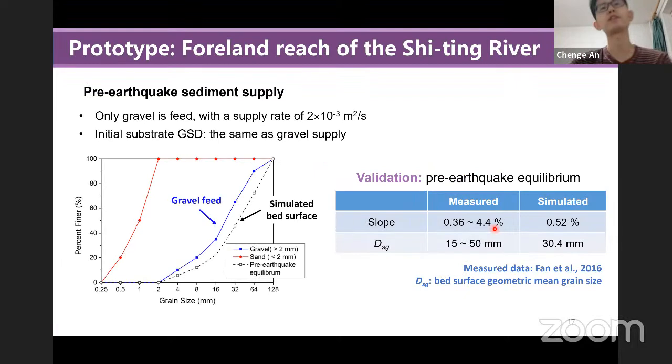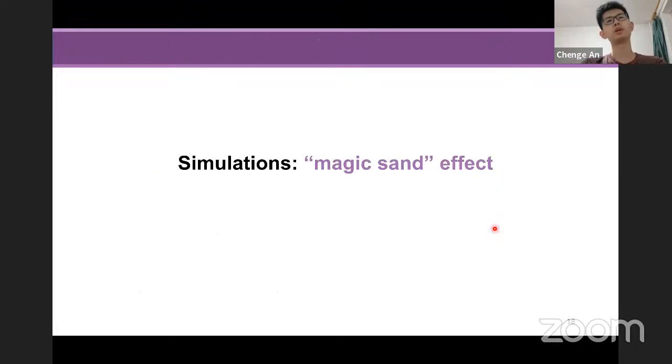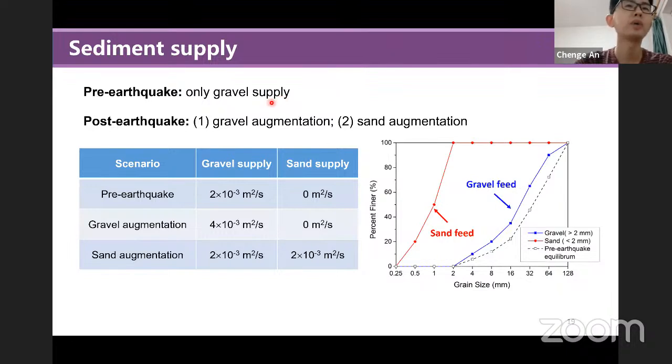So after we validate our model with the field data, we start to study the three different factors that we proposed before. The first factor that we want to study is the sand effect, or the effect of the fine sediment supply into the channel. As we have explained, in the pre-earthquake condition, only gravel is supplied into the channel.